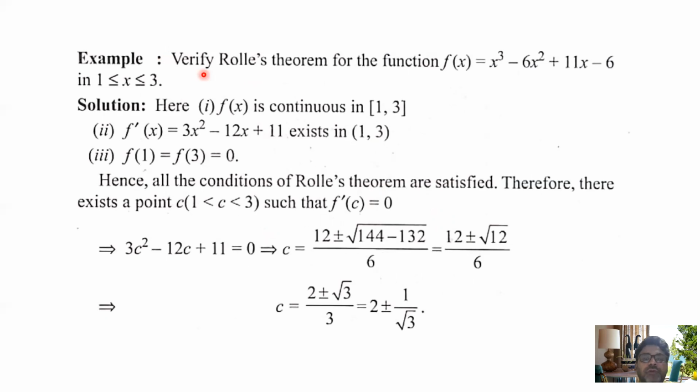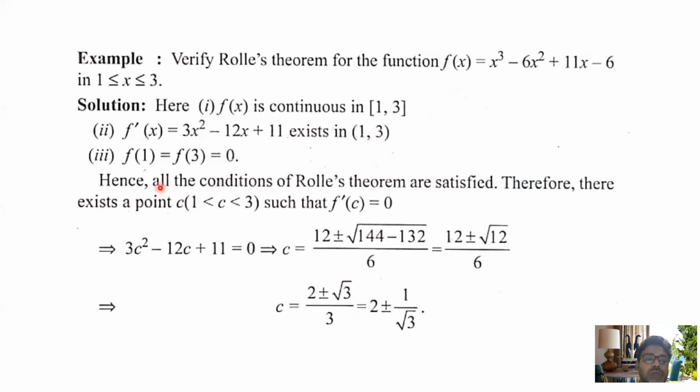Now question number 2. Verify Rolle's theorem for the function x cube minus 6x square plus 11x minus 6 in 1 less or equal to x less or equal to 3. So number 1 here, fx is continuous because it's a polynomial function, continuous in the closed interval 1 to 3. And f dash x, what is your f dash x? Just differentiate this: 3x square minus 12x plus 11 exists in the open interval (a, b), that means your function is differentiable. And f1 is equal to f3.